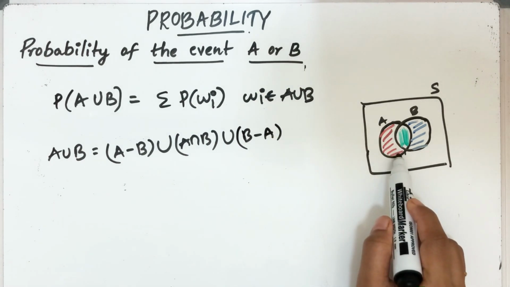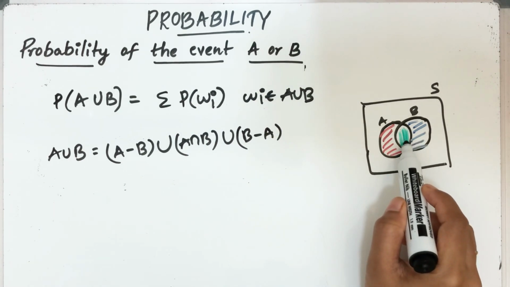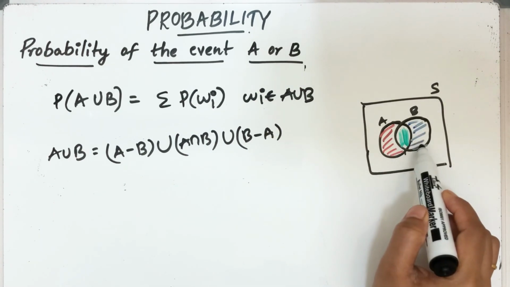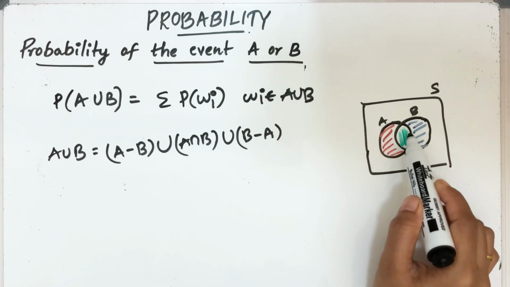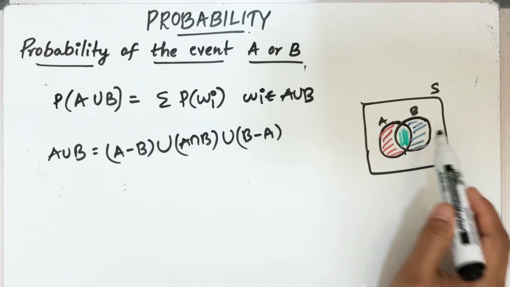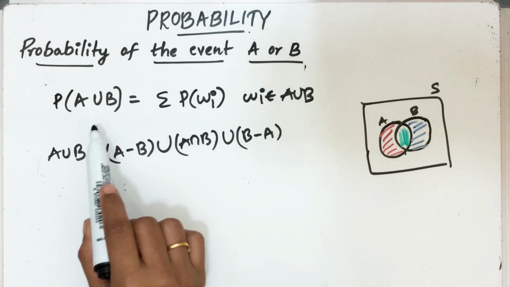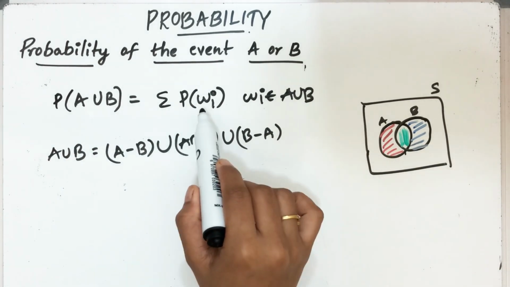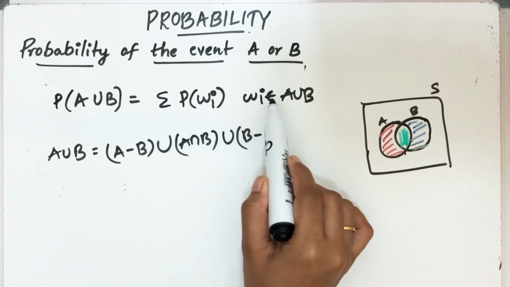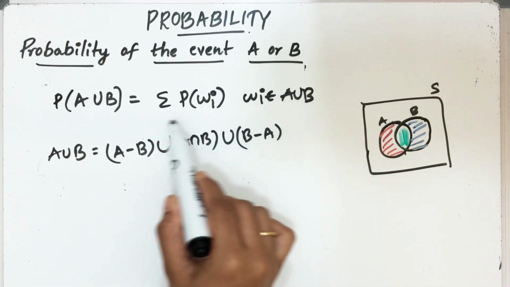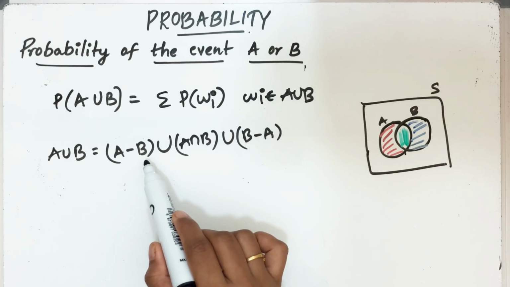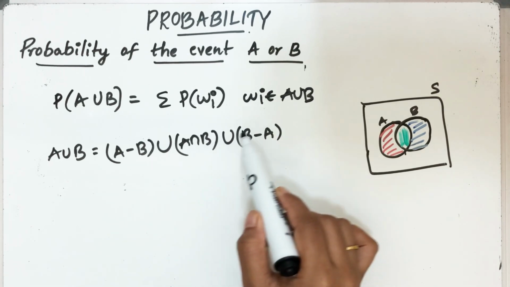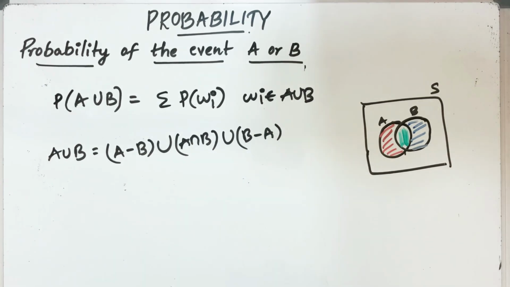Red portion is A minus B, green portion is A intersection B, and this blue portion is B minus A. So A union B, we can say union of these three portions. So we can say P of A union B is equal to sigma P of Wi, Wi belongs to A union B. That is the union of these three sets. Wi belongs to A minus B union A intersection B union B minus A.